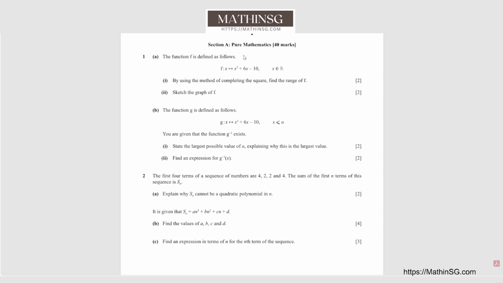Question 1, the function f is defined as f(x) equals x squared plus 6x minus 10, where x is real. By using the method of completing the square, find the range of f. So we need to complete the square to find the range of values of f.